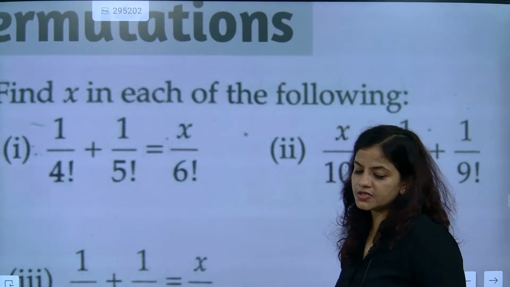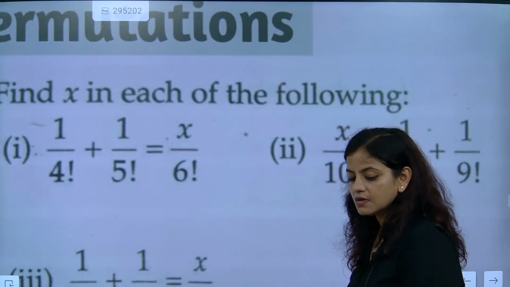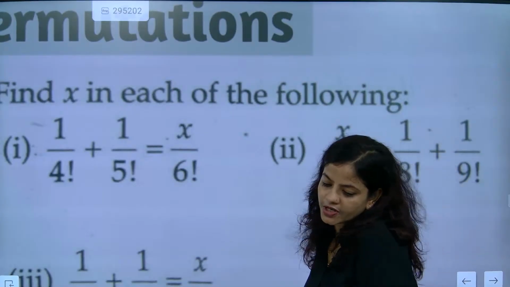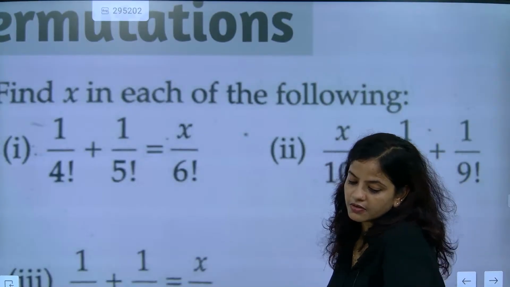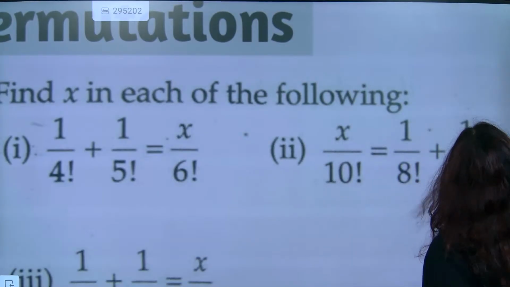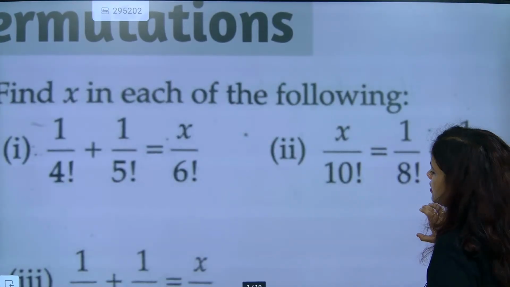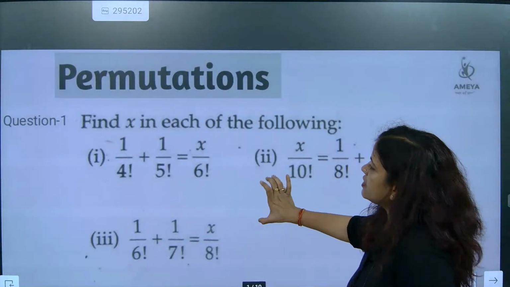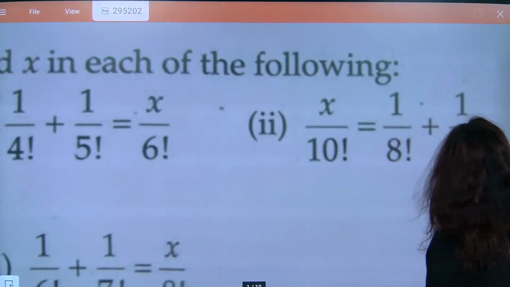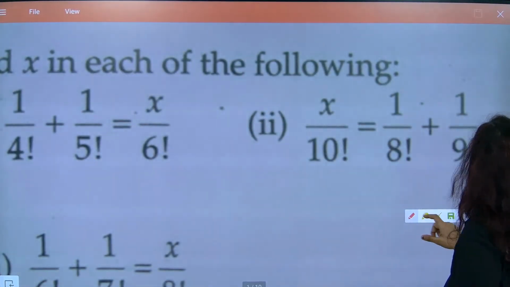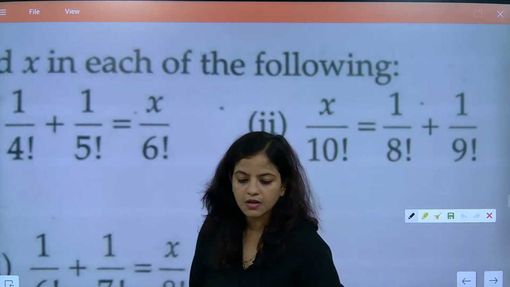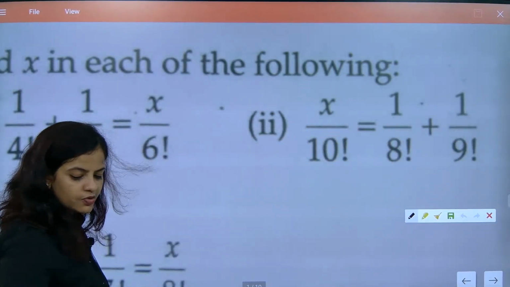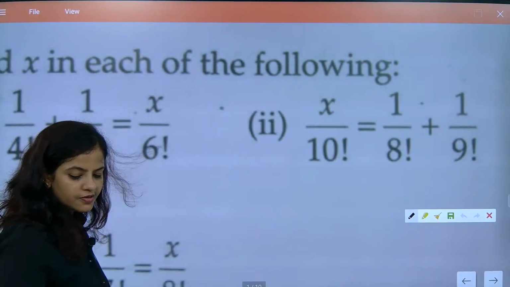Will you try this question, please? 1 by 4 factorial plus 1 by 5 factorial is equal to x by 6 factorial. Can I give one clue? When these types of questions are given, you need to go for the simplified part. I need some space to solve this question, so here itself we will solve. What is the answer for this question? If somebody asks you this question, then what answer are you going to give?